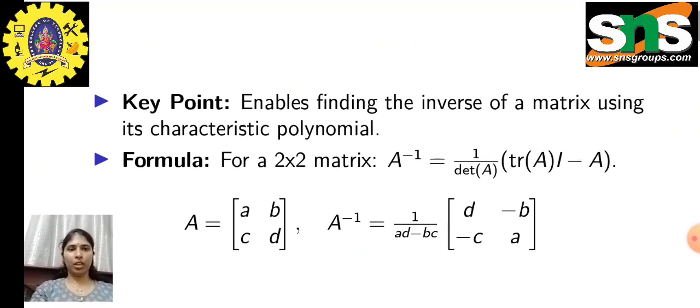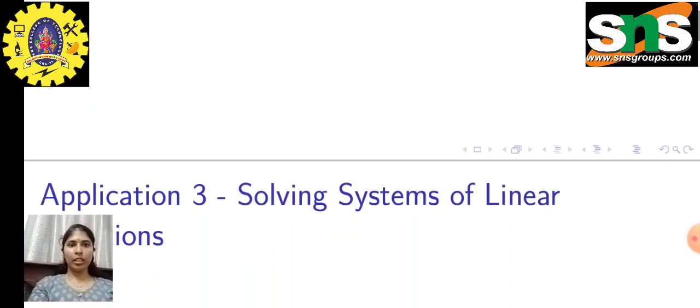Next, the second application: we can find matrix inverses. This enables finding the inverse of a matrix using its characteristic polynomial. The formula for a 2 by 2 matrix is A inverse equals 1 by determinant of A, into trace of A into I minus A. So when the matrix A is equal to A, B, C and D, then A inverse can be found using 1 by AD minus BC into D, minus B, minus C and A.